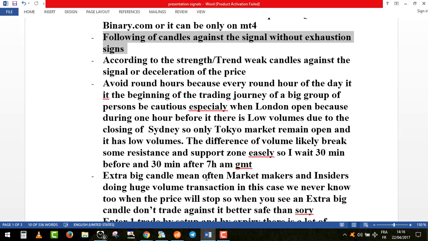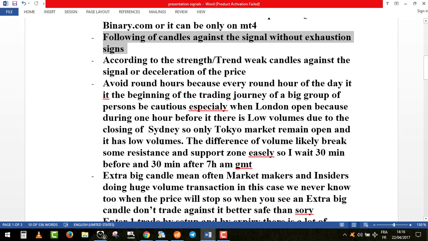So a lot of people will arrive in the market at every round hour, and it creates a big amount of volume in trading. And if you trade during round hours, you put yourself in a little danger, because on every round hour, the support and resistance can be broken because there is a difference of volume traded within the last hours and exactly at the round hour where you arrive.